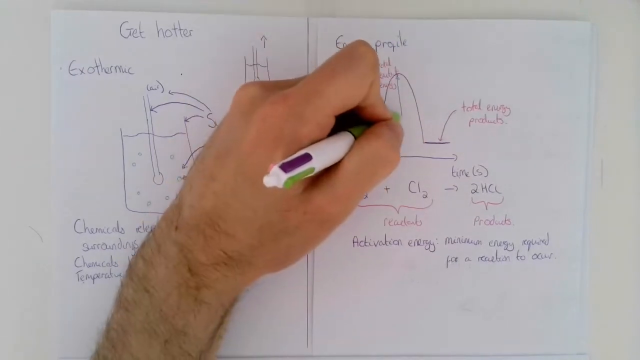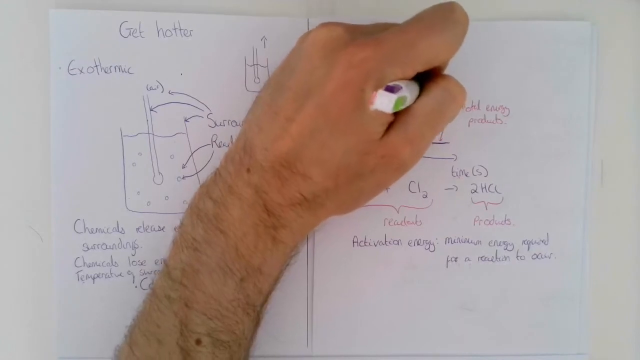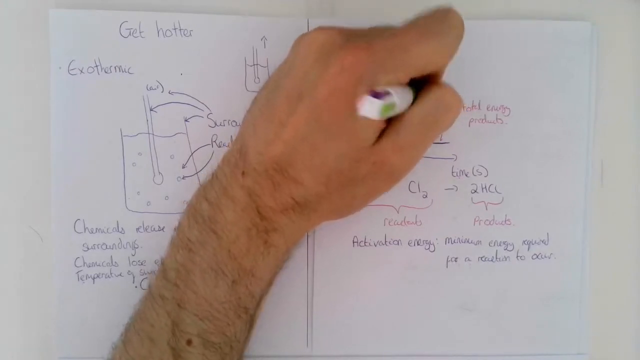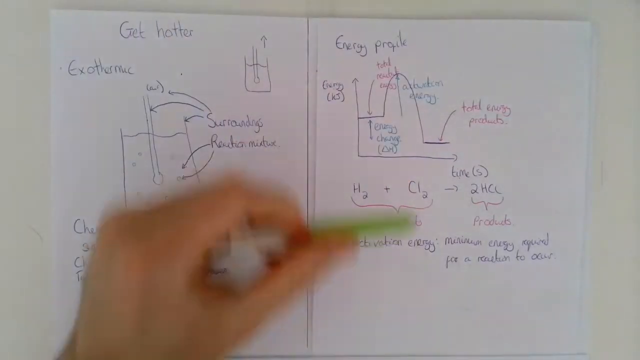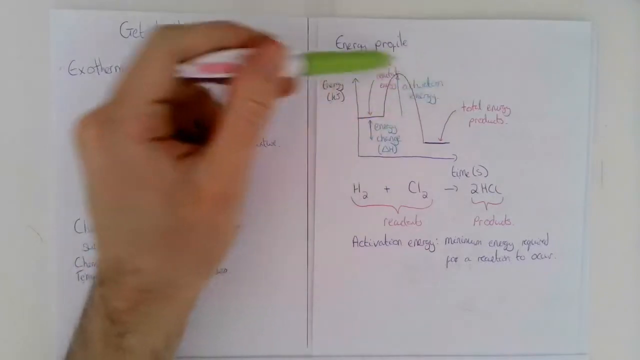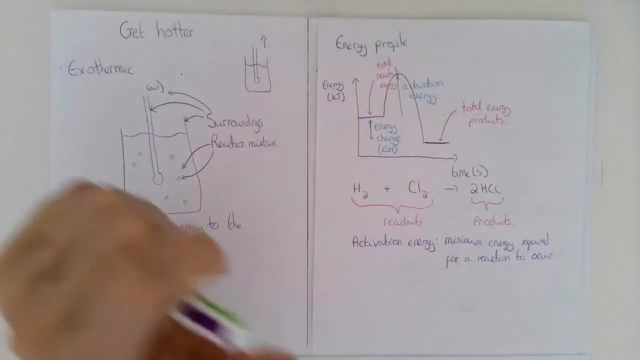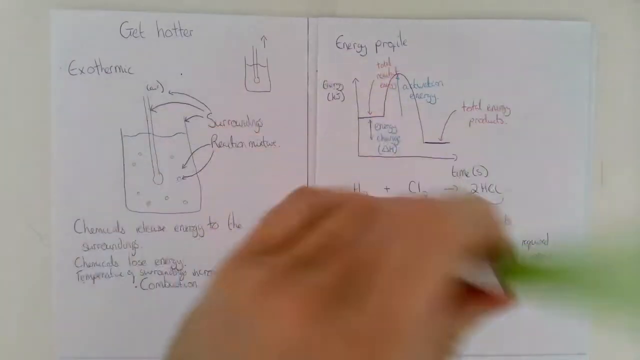Going from the reactants to the top is the activation energy. So the energy required to get the reaction going is that much energy there. So that's the details about exothermic energy profiles. We'll do endothermic now.